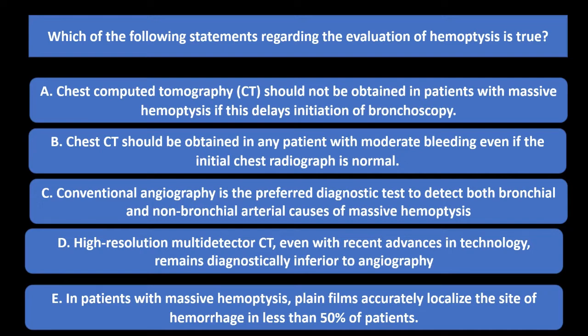C. Conventional angiography is the preferred diagnostic test to detect both bronchial and non-bronchial arterial causes of massive hemoptysis. D. High-resolution multidetector CT, even with recent advances in technology, remains diagnostically inferior to angiography. E. In patients with massive hemoptysis, plain films accurately localize the site of hemorrhage in less than 50% of patients.